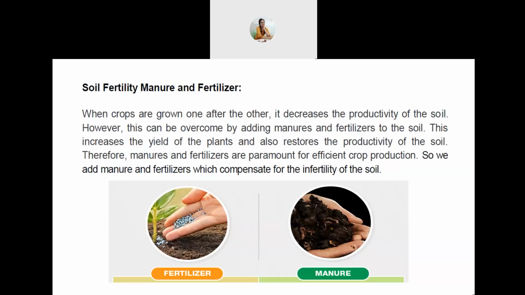When crops are grown one after the other, it decreases the productivity of the soil. However, this can be overcome by adding manures and fertilizers to the soil. These increase the yield of the plants and also restore the productivity of the soil. Therefore, manures and fertilizers are paramount for efficient crop production. So we add manure and fertilizers, which compensate for the infertility of the soil. Here you can see a picture of fertilizer and manure.